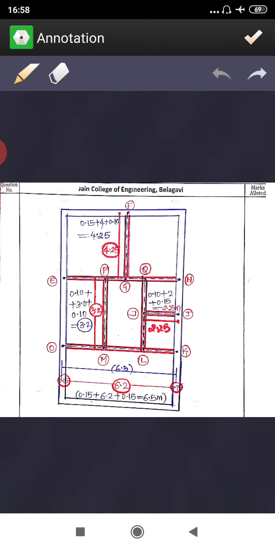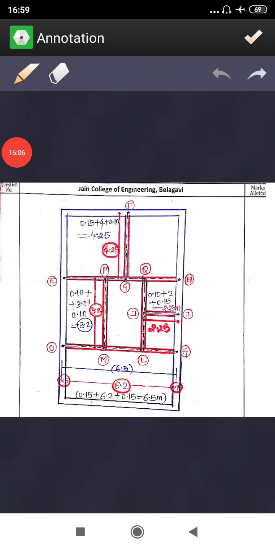And here also, if you take IJ, center to center of IJ, then on this side you have to deduct half of the 30 centimeter wall, and on this side you have to deduct half of the 20 centimeter wall. In this problem we have the same footing detail for the 30 centimeter wall, and the same footing detail for the 20 centimeter wall, so there is not going to be much change in the values.